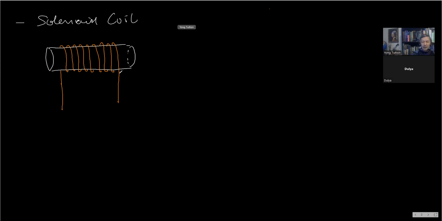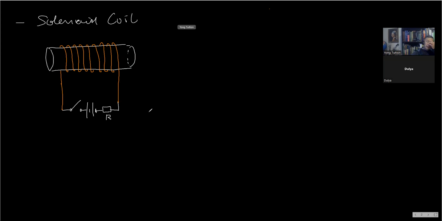Why do we need to use a solenoid? Because sometimes we need to generate a magnetic field. For example, in this case, if we connect it with a battery, what would happen once we switch on? Maybe you should put in a resistor, otherwise the current will be huge. We put a resistor here just to control the current.